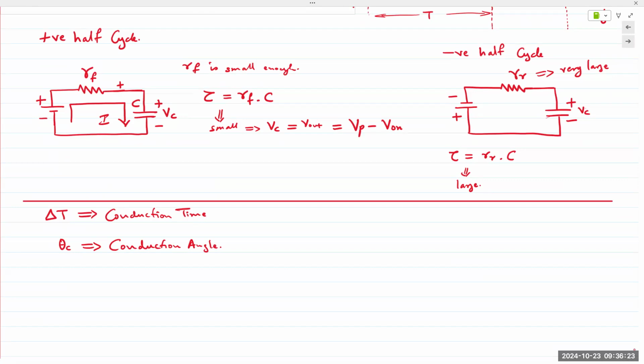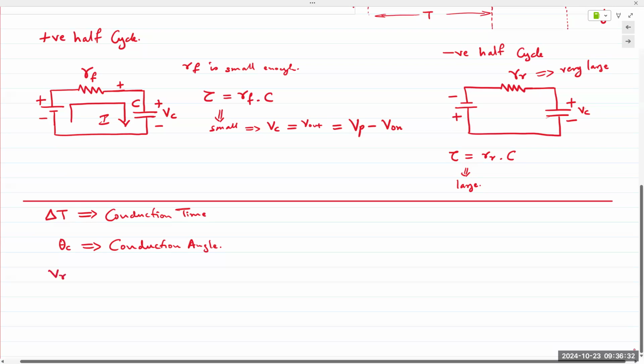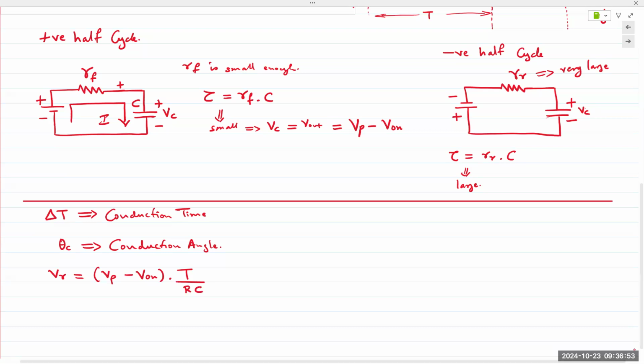The ripple voltage can be given in terms of the voltage, time constant, and the time period. So VR is the input voltage minus the diode turn-on voltage, Vp minus V on, times one time period T over the time constant RC.